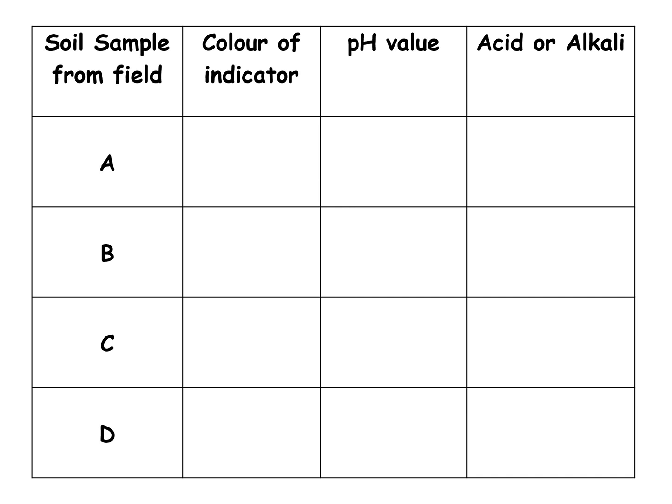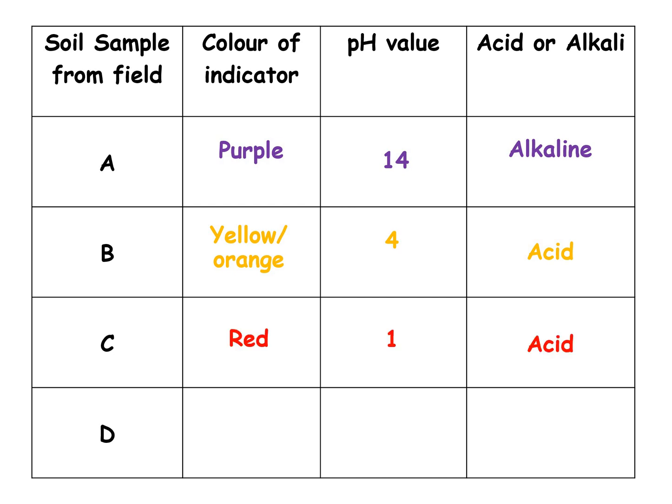Okay, so we'll go through the results now. Remember, any changes to do that in a different colour. So field A. That went purple, giving it a pH of 14, making it alkaline, and a strong alkali at that. B went a yellow-orange, pH of 4, making it an acid, weak acid. C went red, giving it a pH of 1, making it a strong acid. D went a dark green, giving it a pH of 8, making it an alkali.